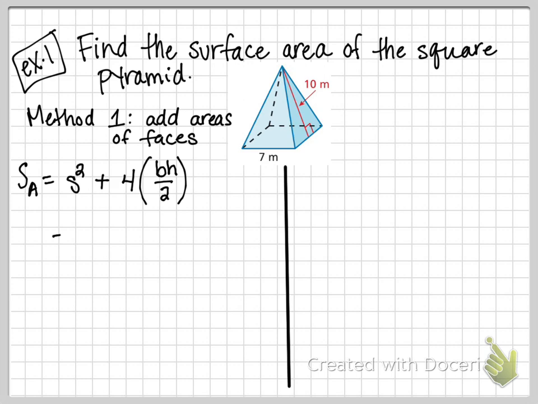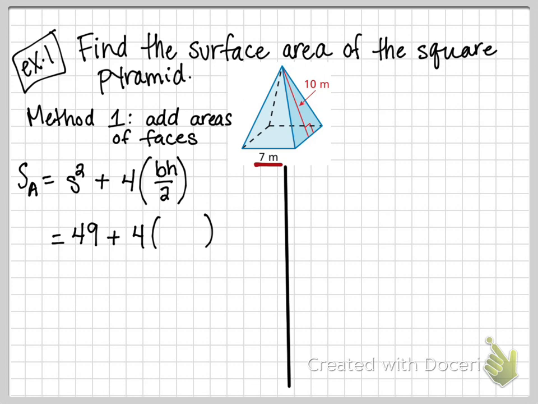Let's start with my square. If I look down here, one side of my square is 7 meters long. So the area of the square would be what? 49. 7 times 7, which is 49. Plus, I'm going to leave everything here except for the base times the height.